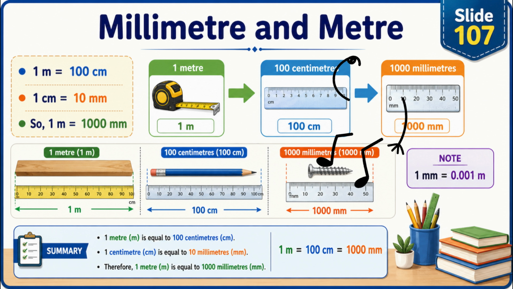Millimeter and meter. 1 meter is equal to 100 centimeters. 1 centimeter is equal to 10 millimeters. So 100 centimeters equals 100 times 10 millimeters. 100 times 10 is 1,000. Therefore, 1 meter equals 1,000 millimeters. So 1 millimeter equals 0.001 meters.